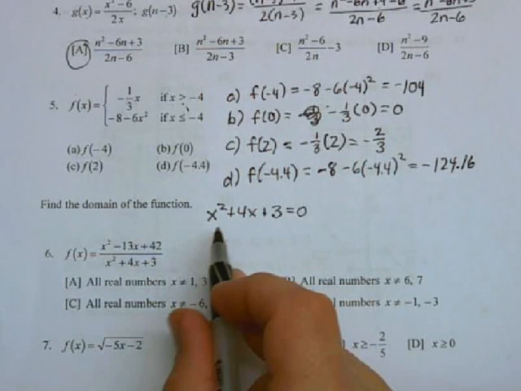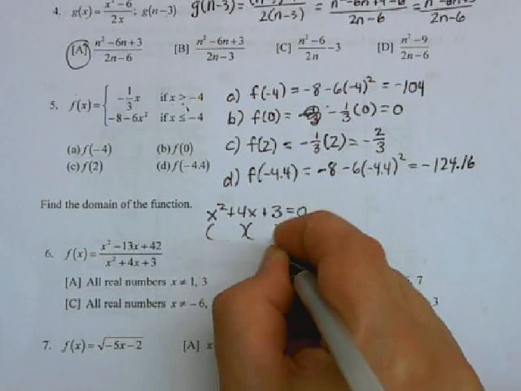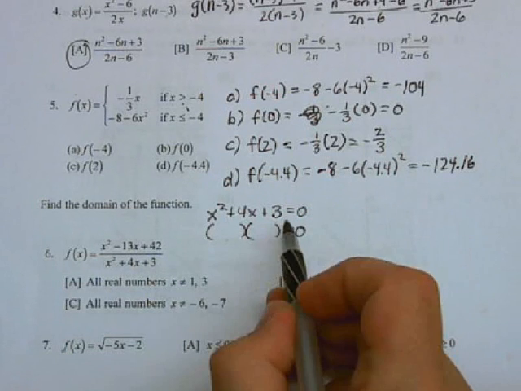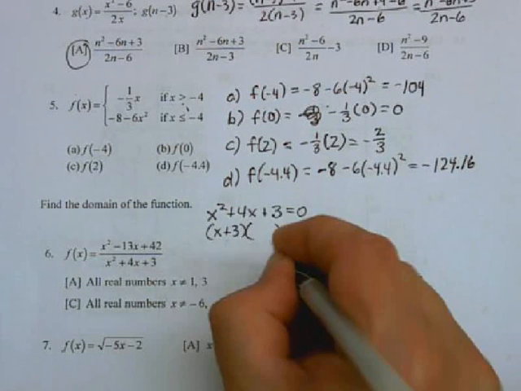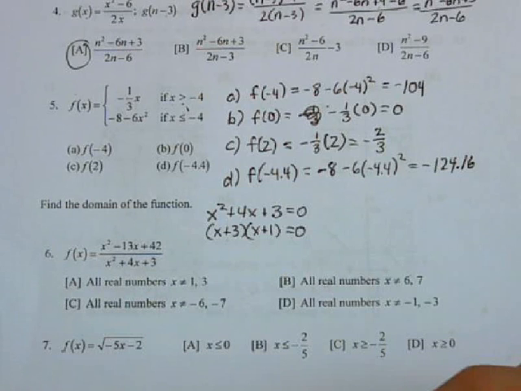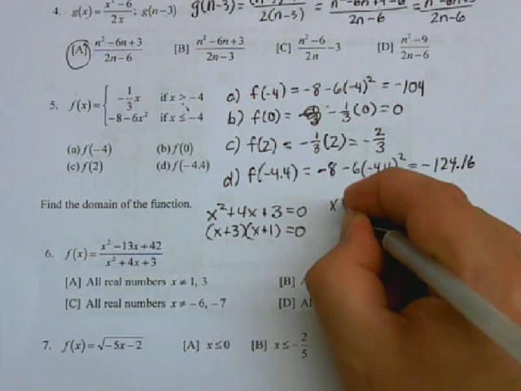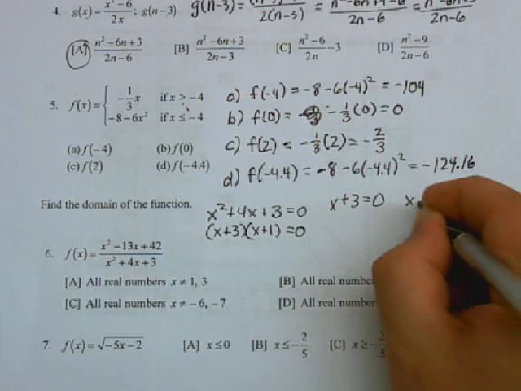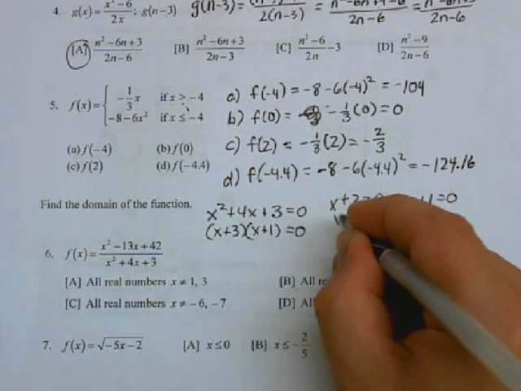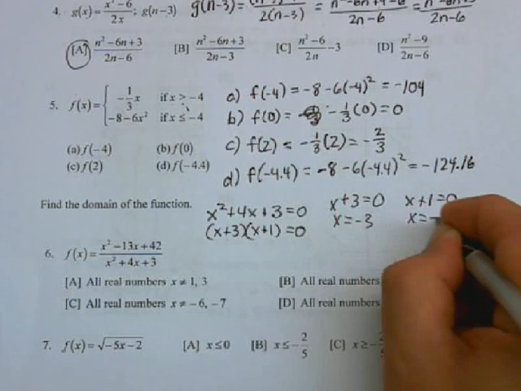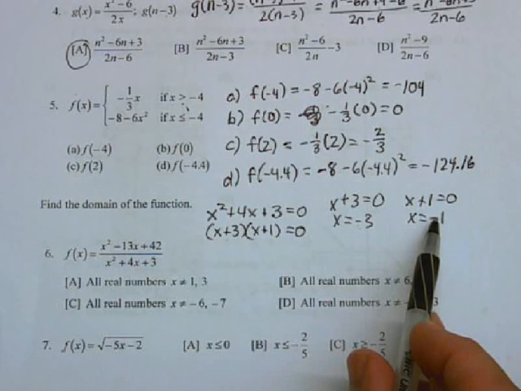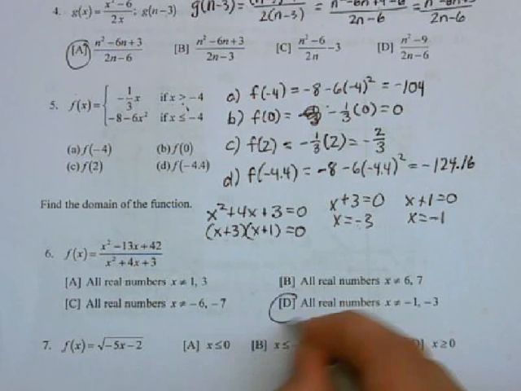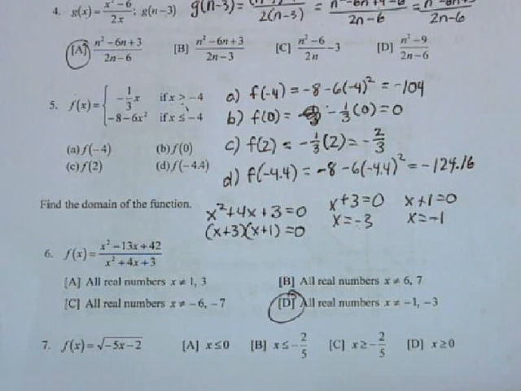So we've got a simple quadratic, which we can factor. We're looking for two numbers that multiply to 3 and add up to 4. And as you can probably figure out, we get 3 and 1. So setting each factor equal to 0, our solutions are negative 3 and negative 1. These values make the denominator 0, so they are not in the domain. So the answer is all real numbers except for x equals negative 1 and negative 3.